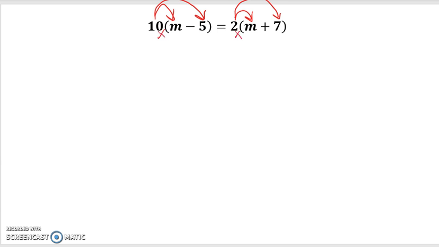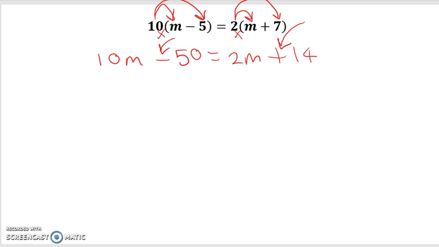So I try to avoid any simple errors. So when we multiply 10 by m, we get 10m. 10 by minus 5, we get minus 50. 2 by m gives me 2m. And 2 by positive 7 gives me positive 14. Don't forget you must have a sign joining your terms.